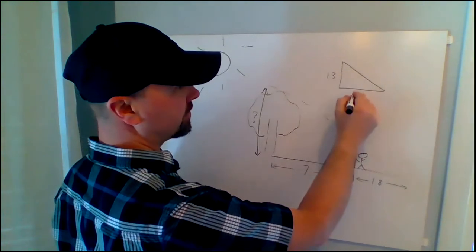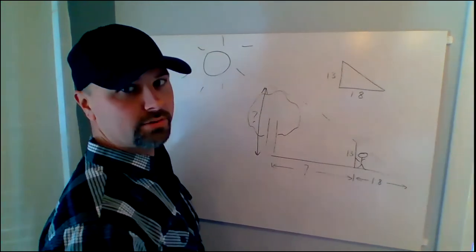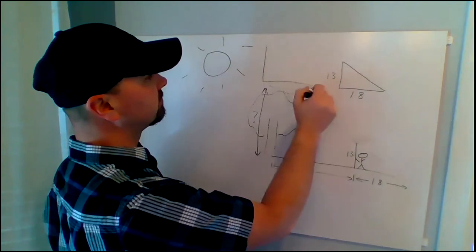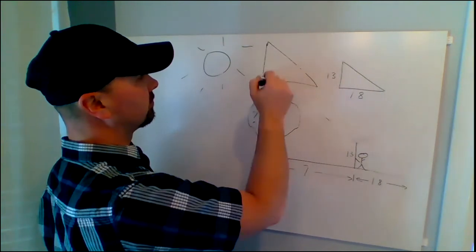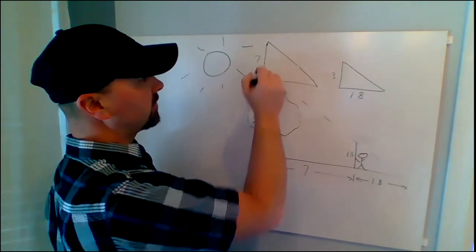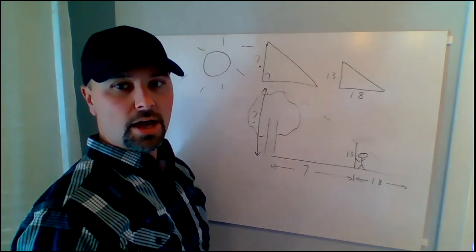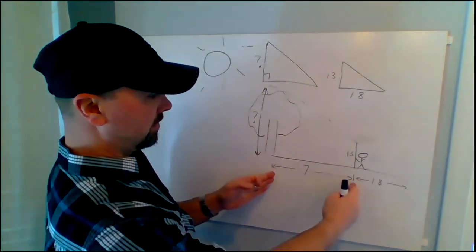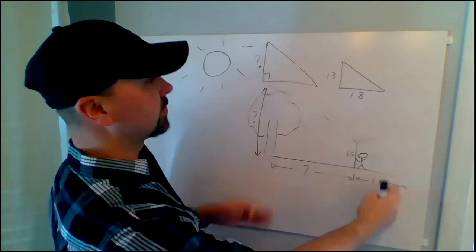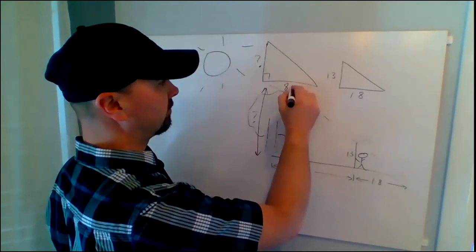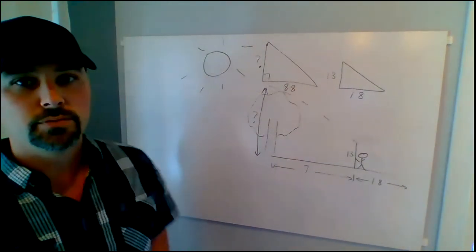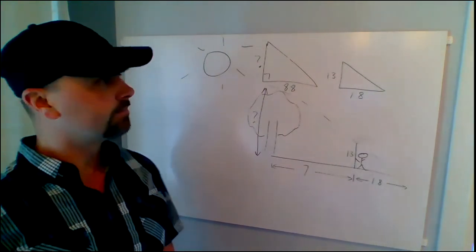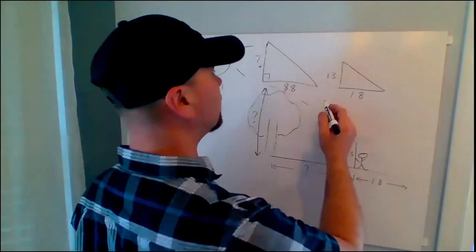She's 1.3 tall. She has a shadow of 1.8. And then the larger one, we don't know the height of the tree. The shadow of the tree is going to be the 7 plus the 1.8. That's kind of the trick to this problem. So therefore 8.8.